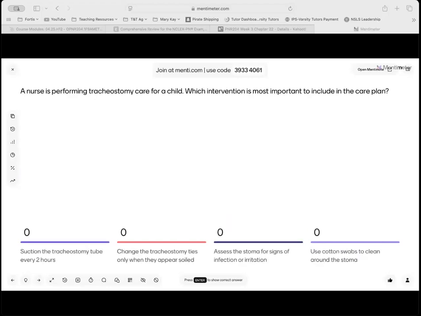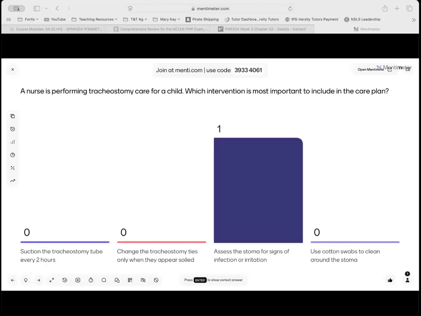Okay, our last one, we are performing tracheostomy care for a child. Which intervention is most important to include in the care plan? So this one's tricky. Think about which one, if you left out, would guaranteed cause harm to your patient. If you didn't do this, something bad would happen.